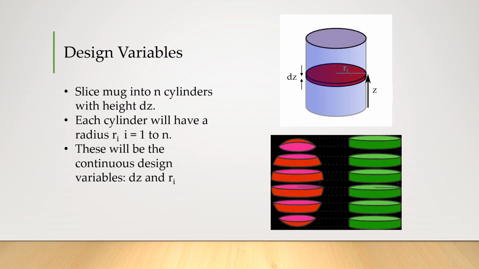To formulate this problem, I will represent the different possible mug shapes by slicing the mug into a number of cylinders, each with height dz and independent radius ri. These will be the continuous design variables for the problem.